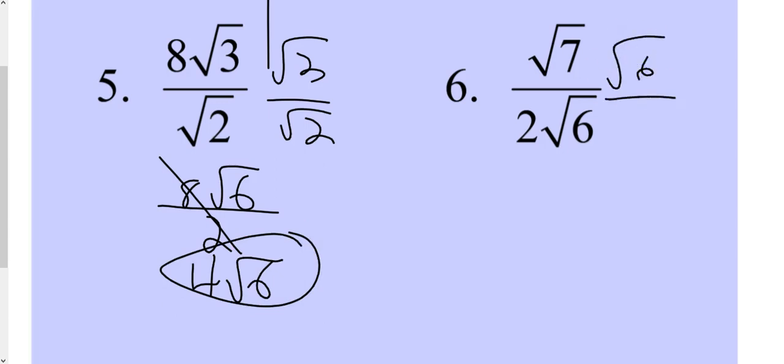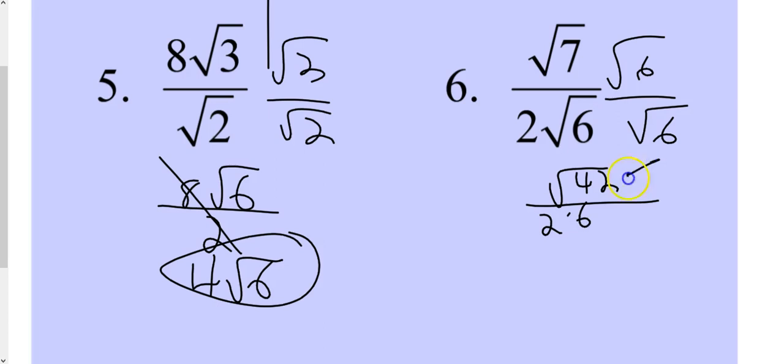Again, radical 6 here, radical 6 here. That gives me radical 42 on the top. And simply 2 times 6 on the bottom. Now, radical 42, we've got to see, does it break down? Does anything go into radical 42? So we look at our chart, and we find out, no, it does not break down. There's no perfect square number that goes into 42. Not 4, not 9, 16, or 25. So our answer is simply radical 42 over 12. And that's it.